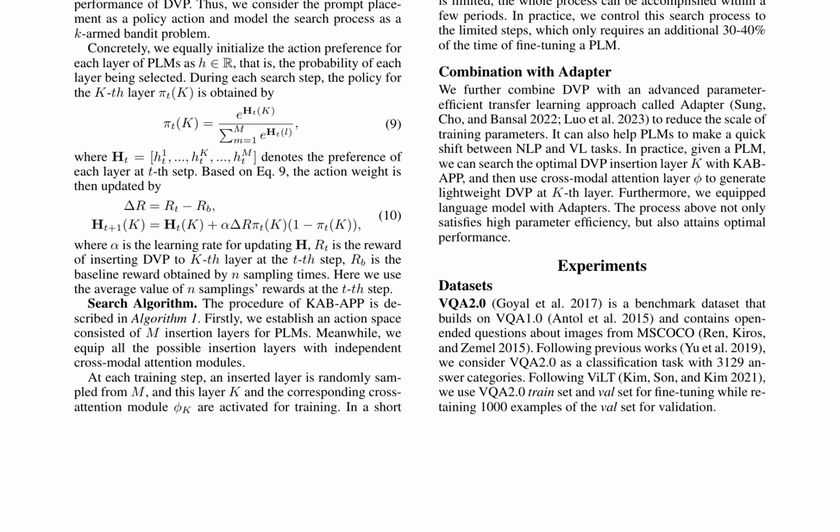The authors use a probabilistic approach to update the action weights, as shown in equation 9, where the probability of each layer being selected is calculated based on the preference of each layer at each step. The reward is calculated as the difference between the current reward and the baseline reward, and the action weight is updated using the gradient update rule in equation 10. The search algorithm is described in algorithm 1, where an inserted layer is randomly sampled from m possible insertion layers, and the corresponding cross-modal attention module is activated for training.